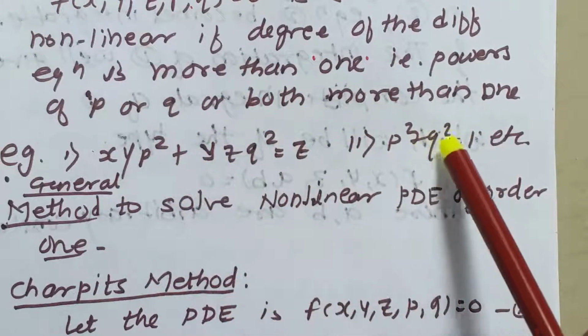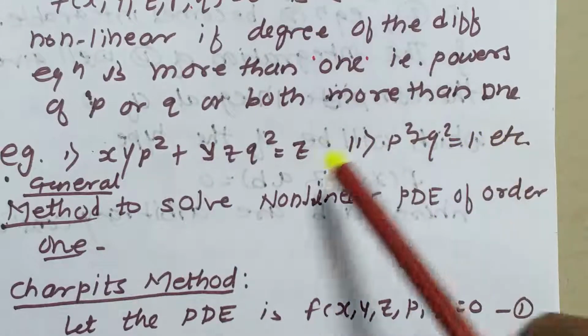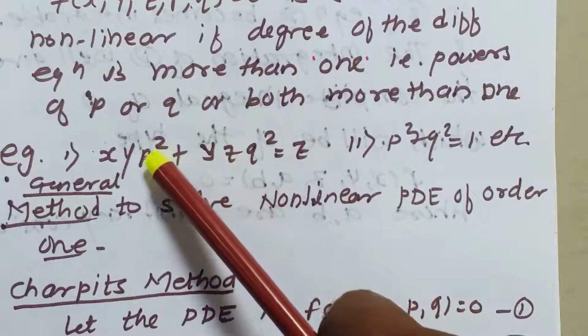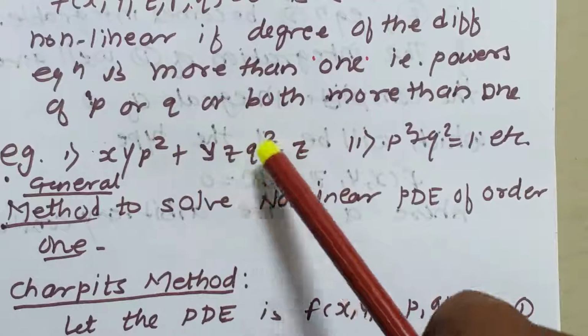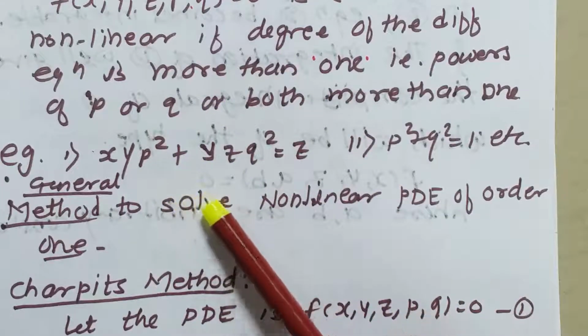In the second equation, p square plus q square equal to 1, there also we have power more than 1. Hence both the differential equations are non-linear and they are of order 1. The derivative's order is 1, but the power of that derivative is more than 1. That's why they are non-linear.